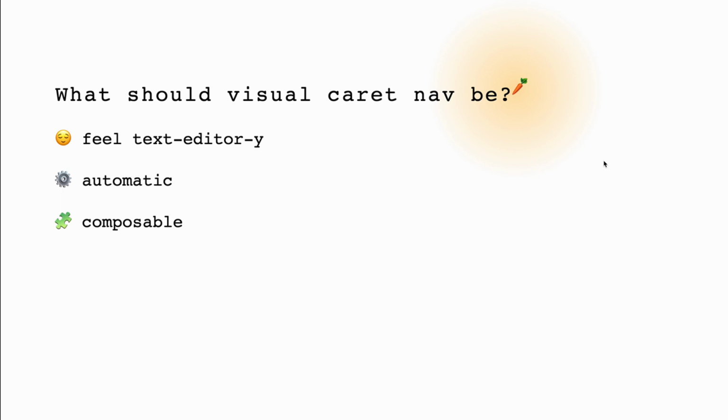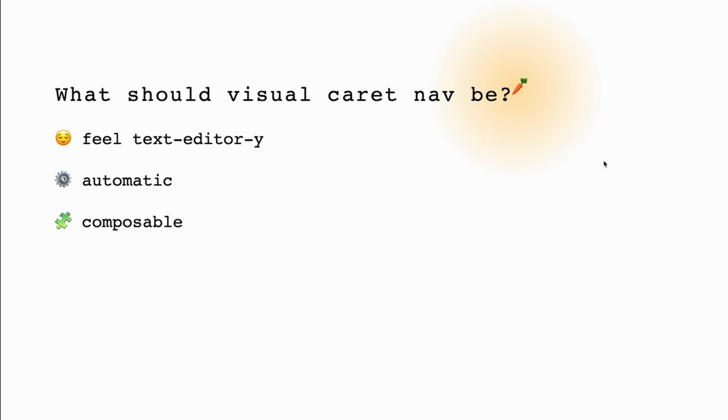It should also be automatic. So it should work for any visual editor. So users can create editors without thinking about Caret navigation. In other words, the Caret navigation should be based on visual properties and it should be independent of the data model of the user's editors. This is important for accessibility so that we can guarantee that all editors have Caret navigation.